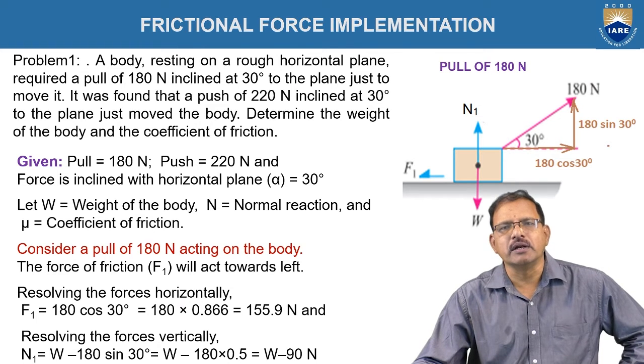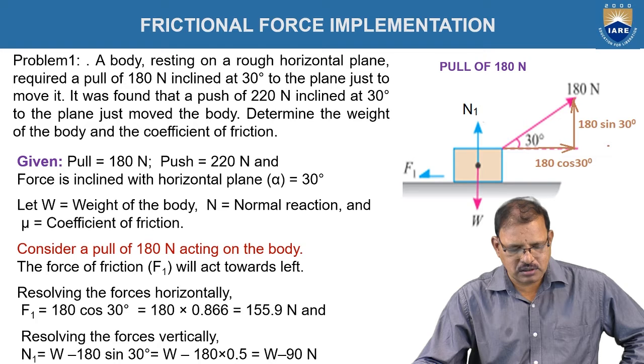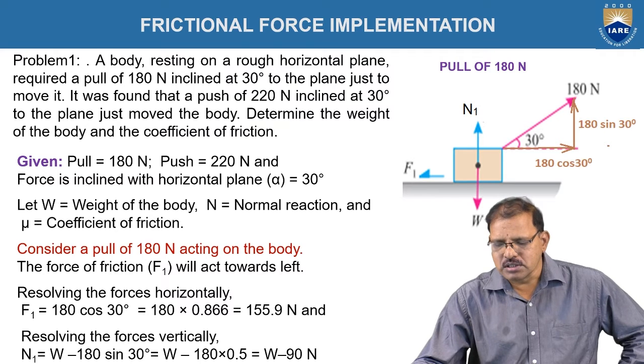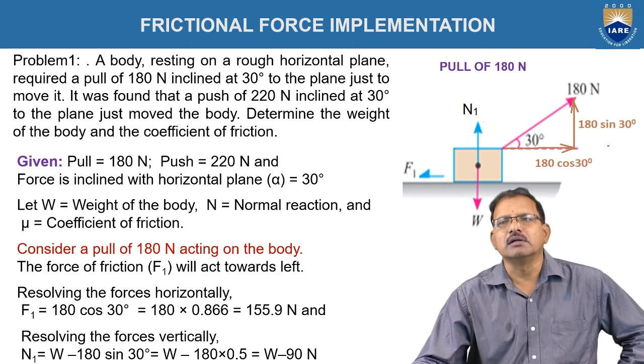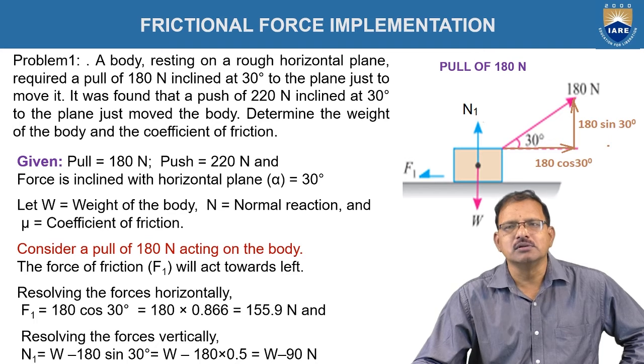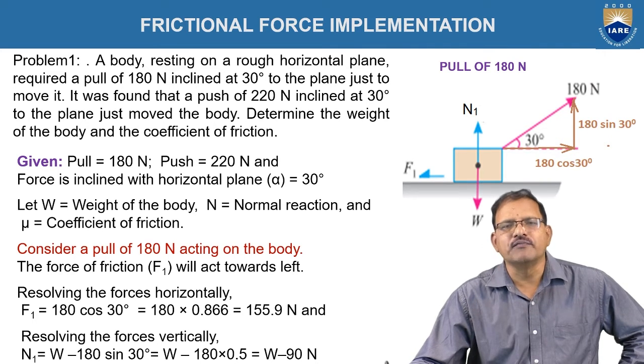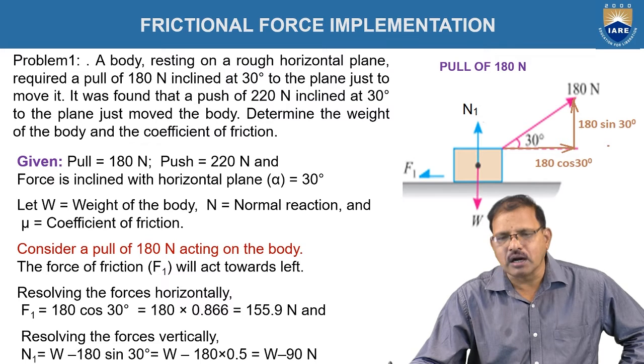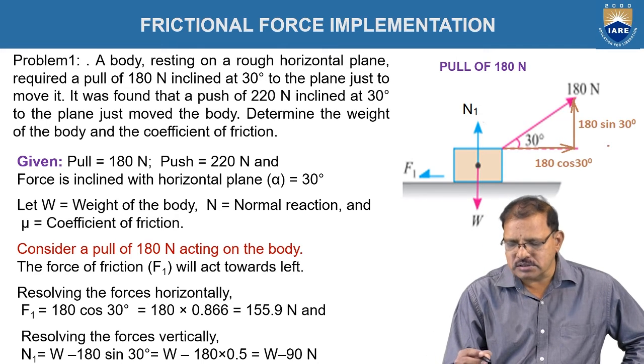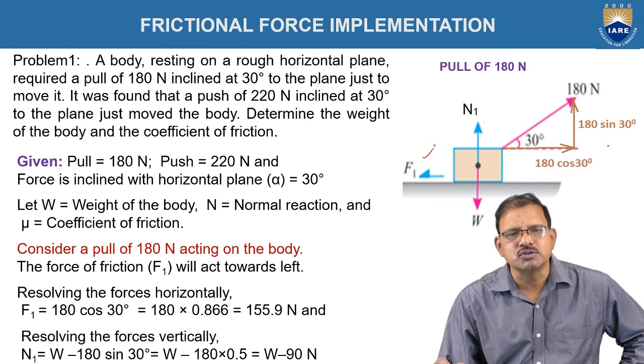Now, first consider the body when 180 newtons is acting on it. According to this figure, the body tends to move toward the right side. Hence, the friction force exists between the contact surfaces tangentially in the opposite direction. It is represented in the figure as F1, acting in the opposite direction to that in which the body tends to move.